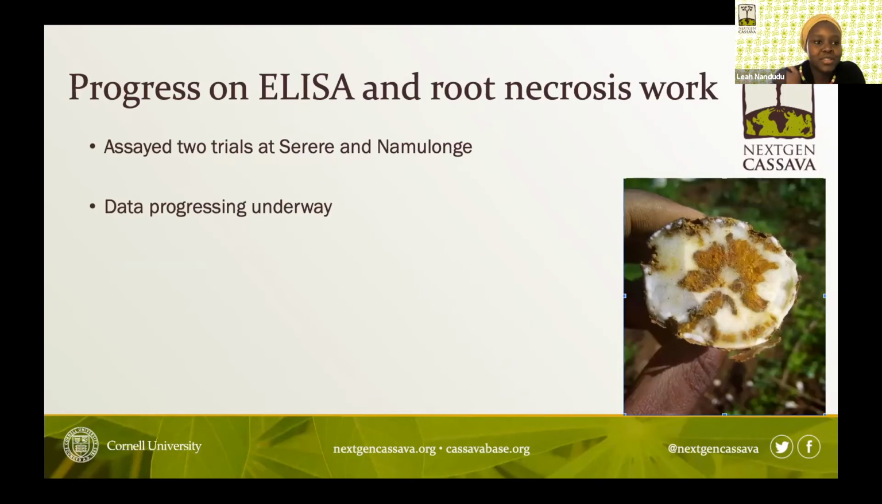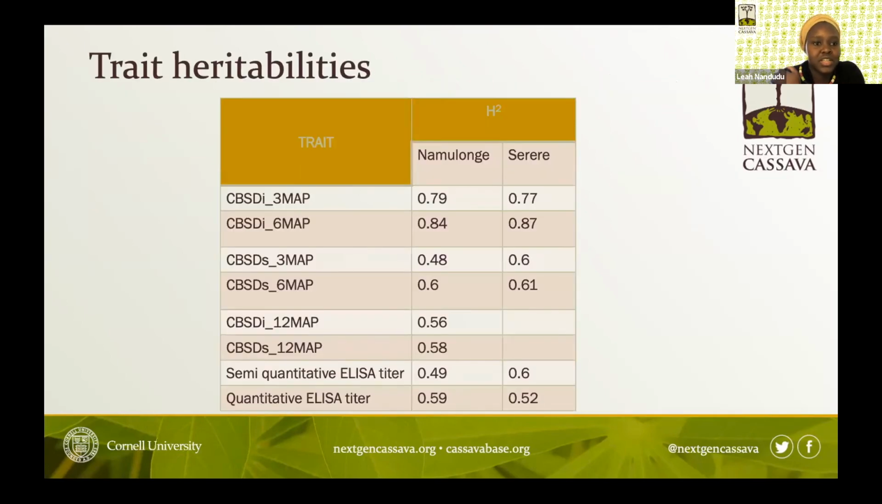Now, the next thing will be to talk about the trait heritabilities from the recent experiments that we harvested. It's good news to note that most heritabilities range from moderate to high, which actually means that the variability that we are observing is due to genetic differences. But the exciting thing about this slide for me is the semi-quantitative ELISA assay heritabilities and the quantitative ELISA assay heritabilities. This is the first time we are studying this trait, and the heritabilities are good to work with.